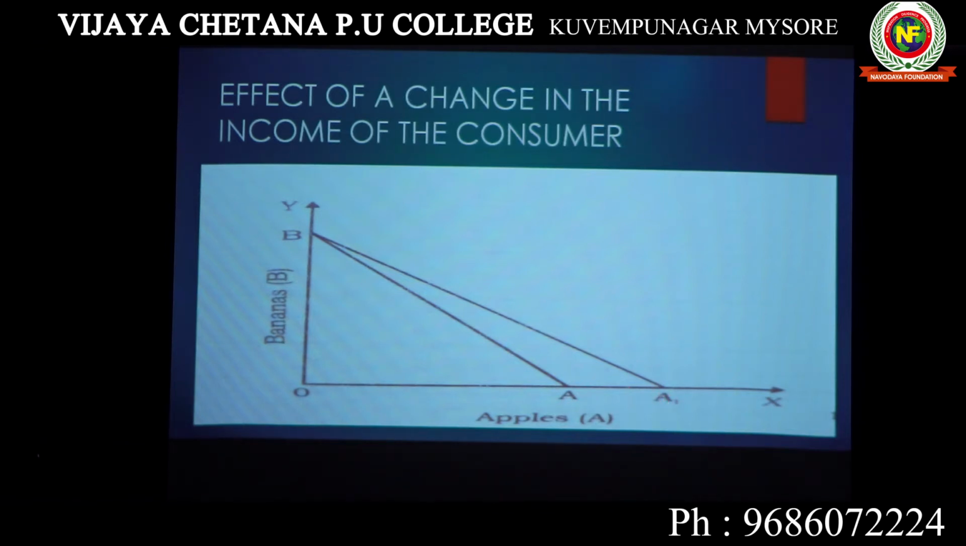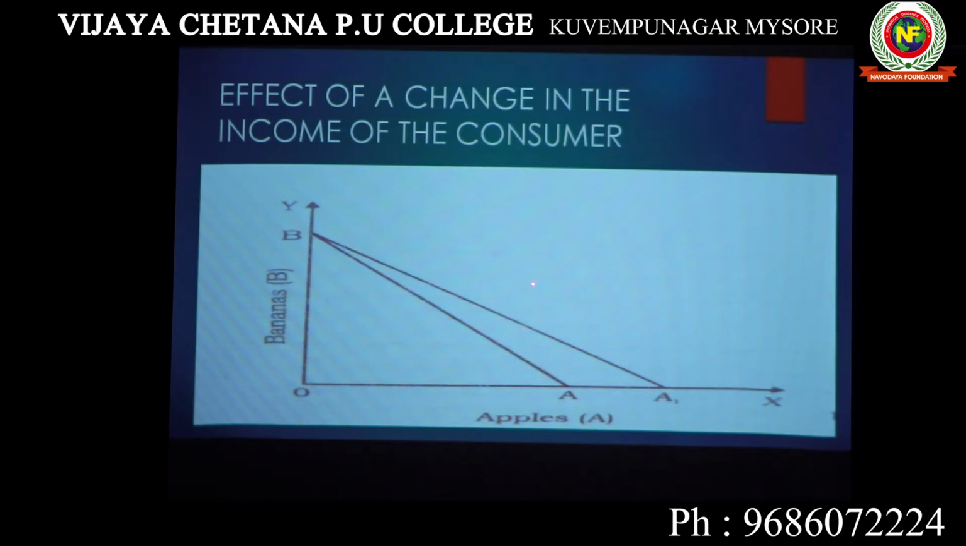Because of the decrease in the price of apple, the real income of the consumer increases. When real income increases, he can purchase more apples. So that's why the budget line has shifted in the case of apple, because the apple price has come down. His purchasing power has increased, so he goes for more apple. There is no change in banana's purchase because banana's price has not changed, so it is constant.